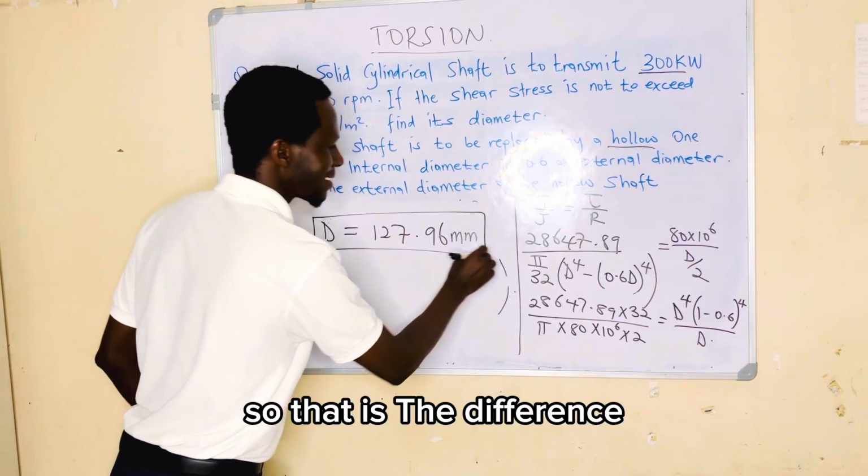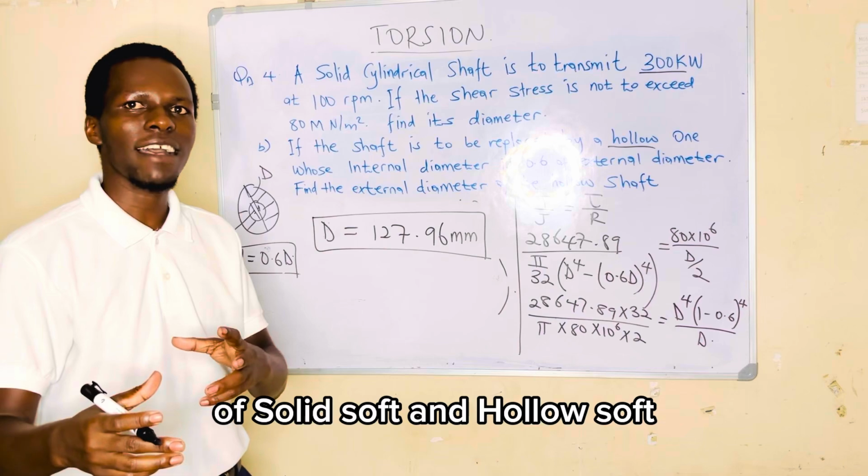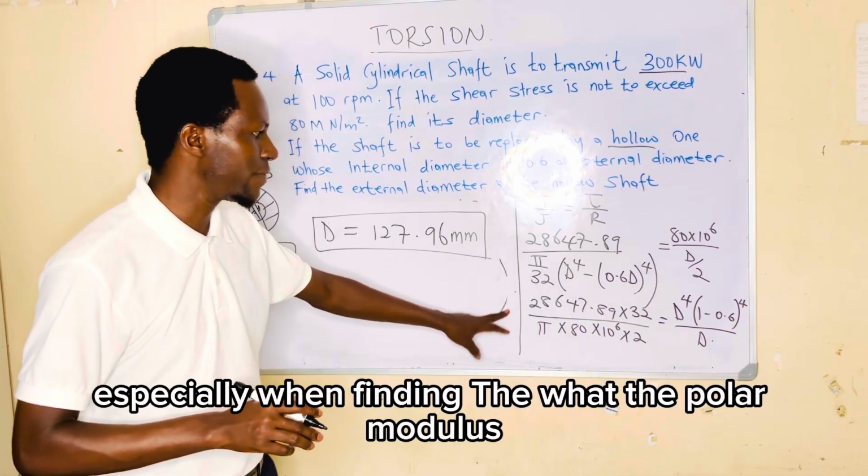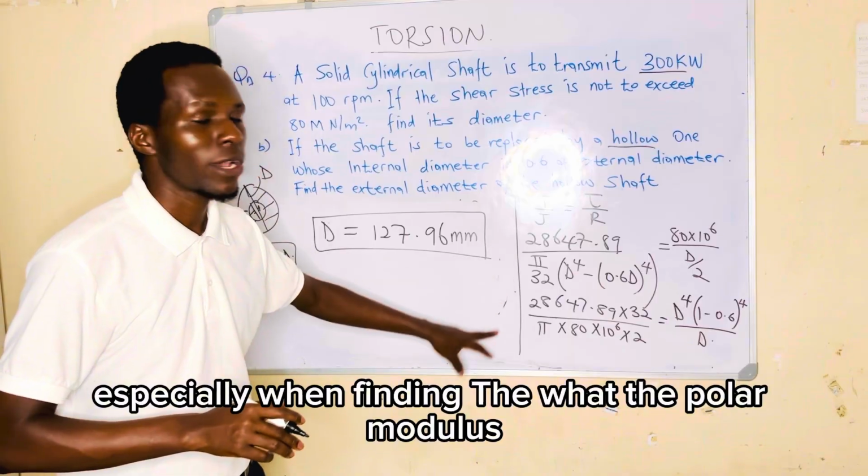So that is the difference between a solid shaft and a hollow shaft. So follow the calculation clearly, especially when finding the polar modulus.